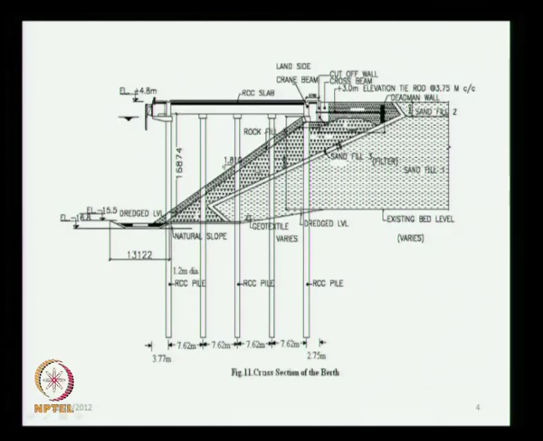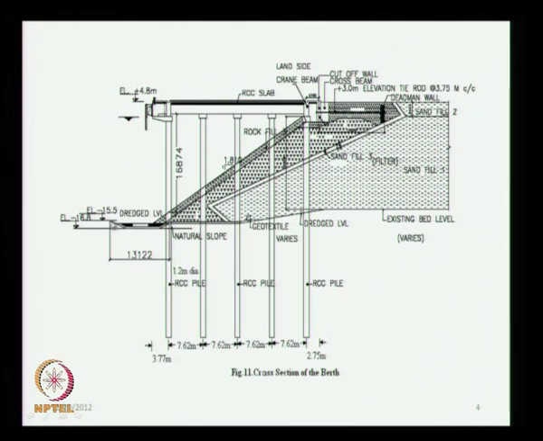This shows the filling up of the sand behind the berth. Here you are seeing the 5 rows of piles. Then we have the stone pitching that is being carried out. Here we have an anchor rod also to tie back the system. And here we are having the fenders which are fixed at a later date.